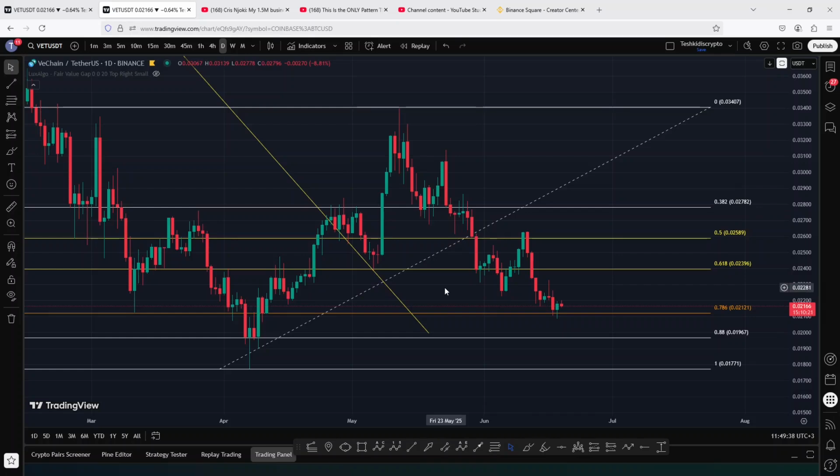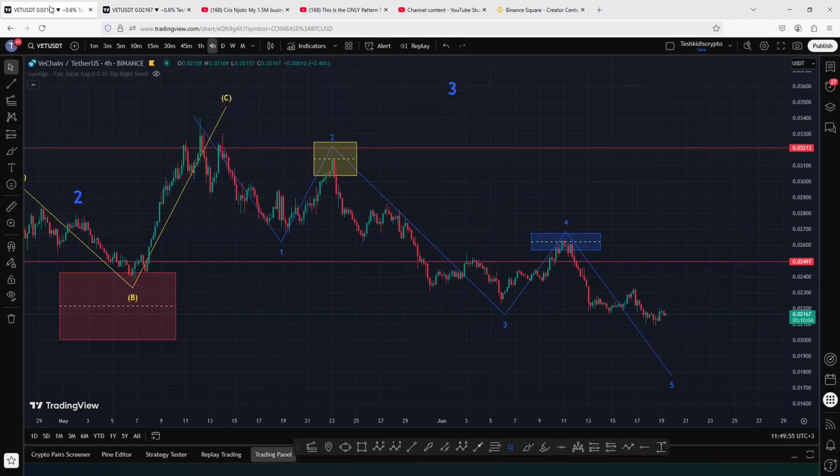Vechain at the time of this recording continues to see further breakdown moves from the highs we made above the 0.034. And on today's update video, I will be discussing Fibonacci key areas of supports that we need to continue holding above here on the daily chart, and above all discuss the 4-hour time frame where I'm observing a 5-wave structure to the downside. So make sure that you stick around till the end of the video.